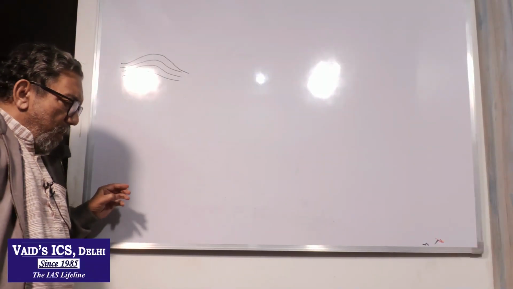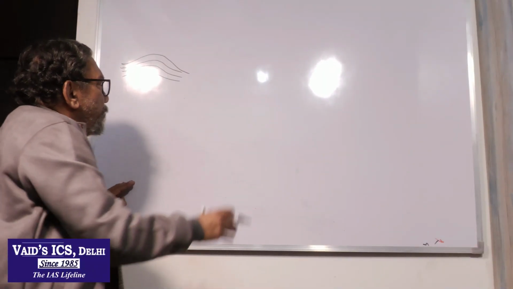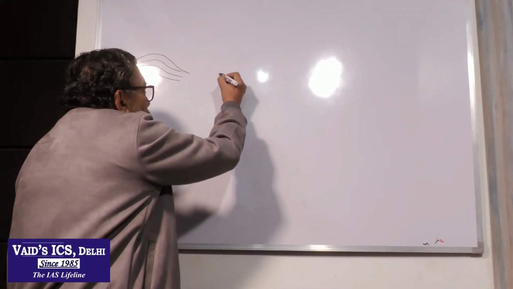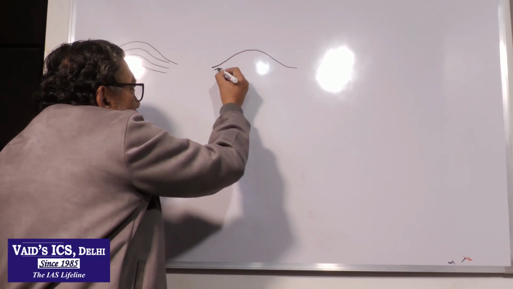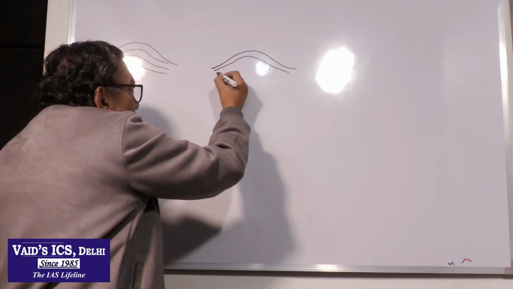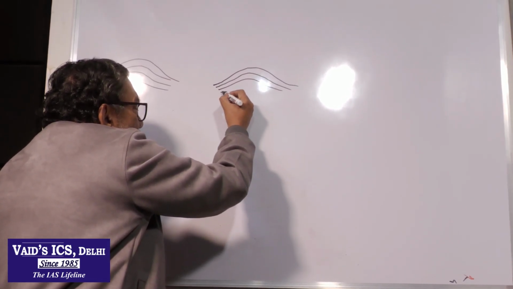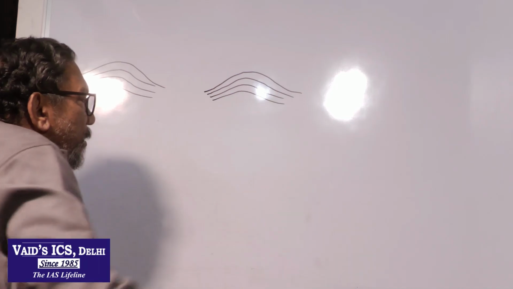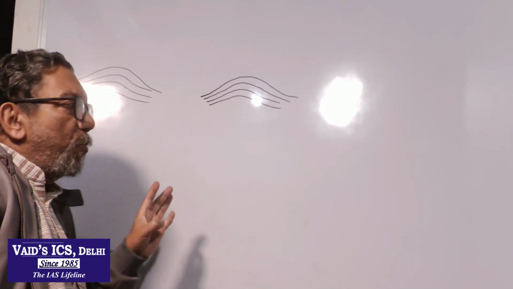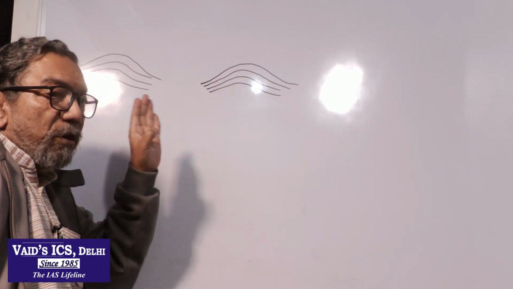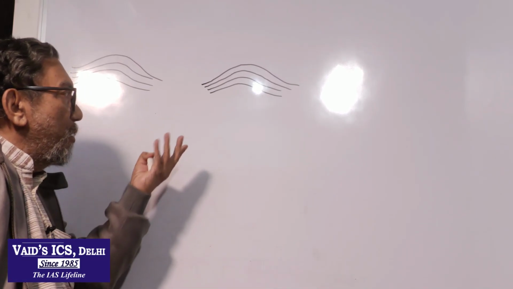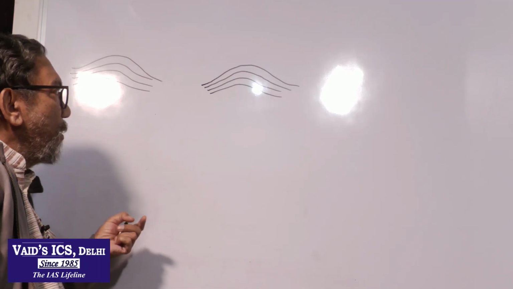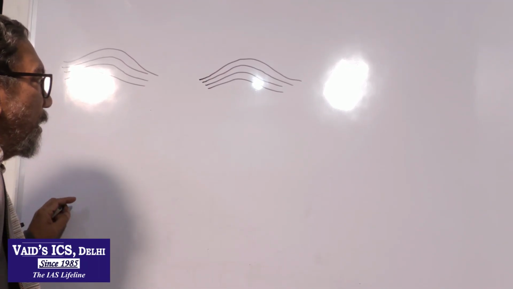Firstly, you have arches. In the first, the arch, ridges start from one side of the finger, pass through, and terminate on the other side, like this. While drawing these figures, you always have to remember that ridges never cut across each other. They may meet, forming a delta or a triradius. We'll talk about that later. This is called plain arch.